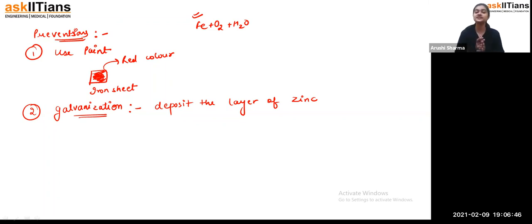So these preventions you can take, and that's how you can save your iron from corrosion. Fine. So this is the rusting of iron, and these are the preventions you can take to prevent the rusting of iron. Fine, students, I hope you got this point: what is corrosion, what is rusting of iron, and what precautions we can take. Okay, so this is corrosion.